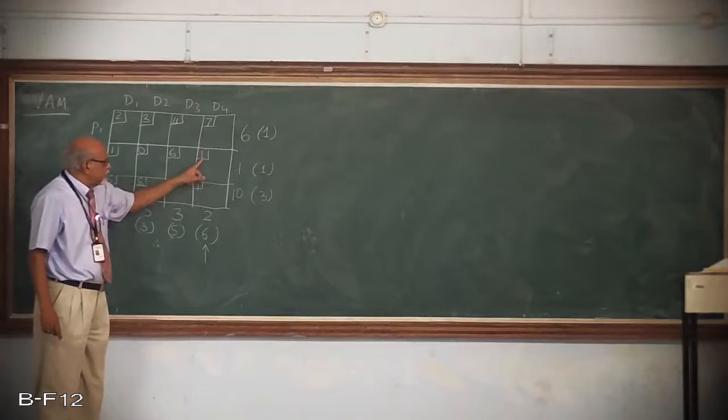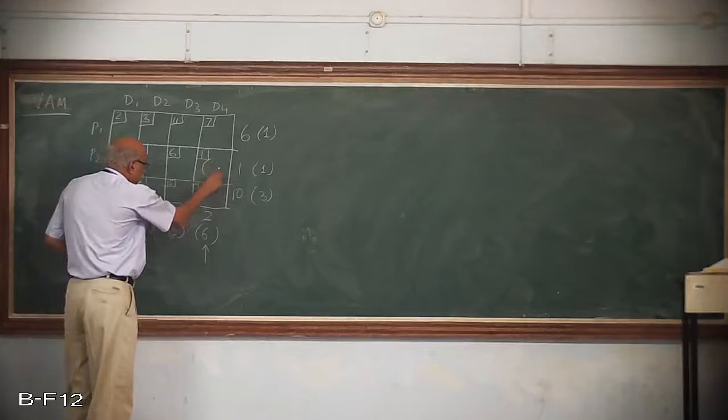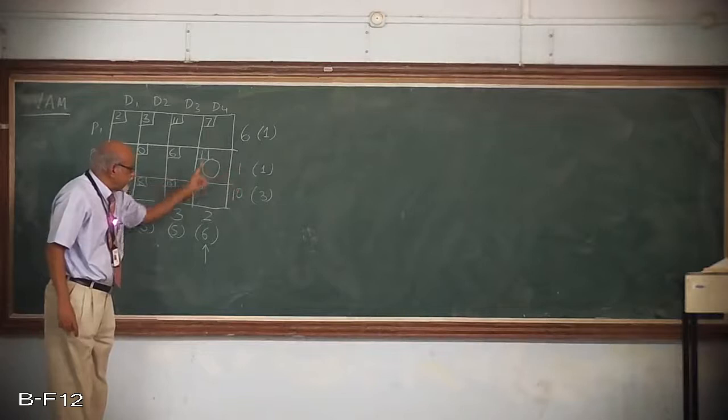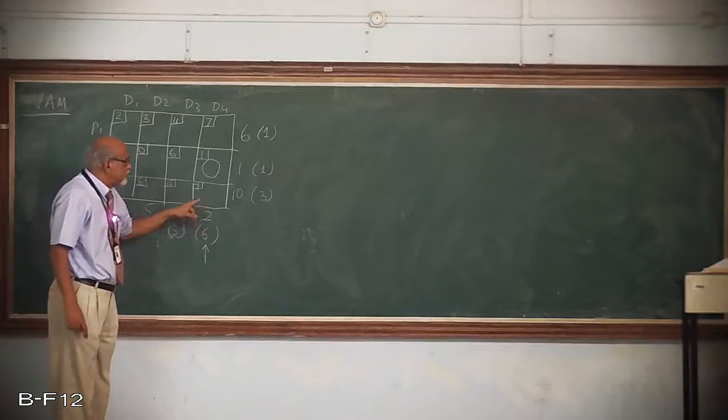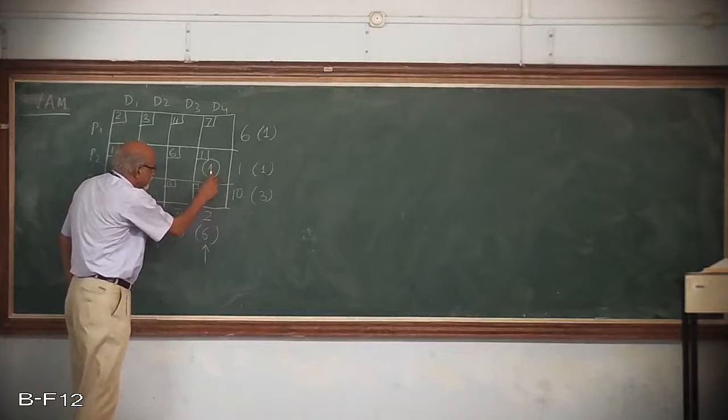So it should get the allocation. Okay, that I will put a round mark. How much allocation? That means it will be decided by these rim conditions. Here it is 1, here it is 2. Out of these things, whichever is minimum, that I need to consider. So maximum allocation possible over here is 1.